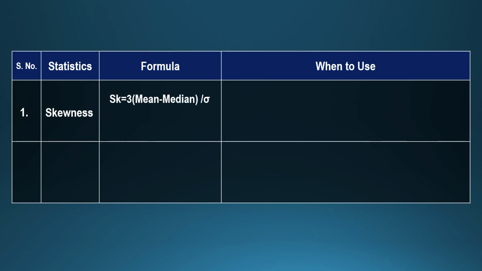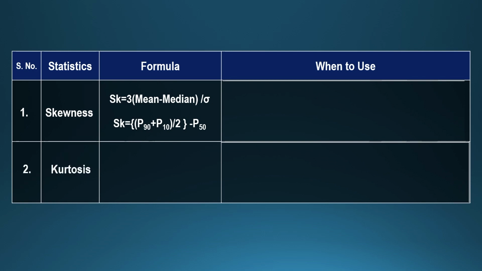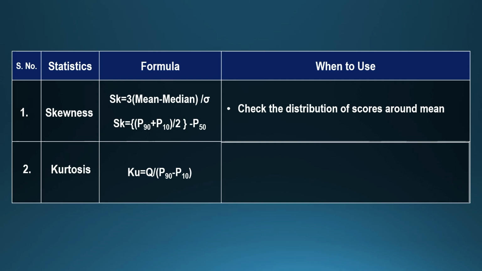So these are some of the characteristics of normal probability curve, and skewness can be worked out from the mean and median, or it can be worked out from the percentiles, that is P90, P10 and P50, which represents the median. Kurtosis can be worked out from the quartile deviation, that is Q, then P90 and P10. And skewness thus refers to the distribution of scores around the mean, and kurtosis refers to the peakedness of the curve.